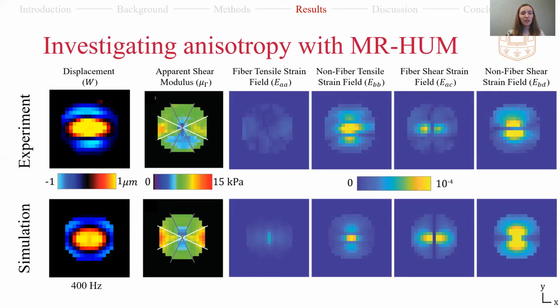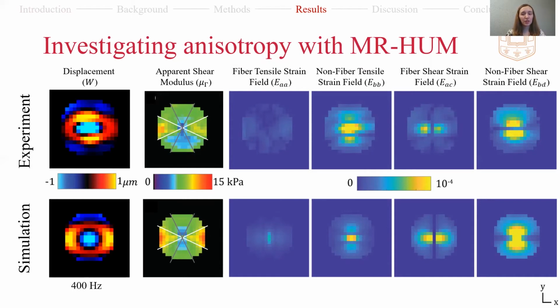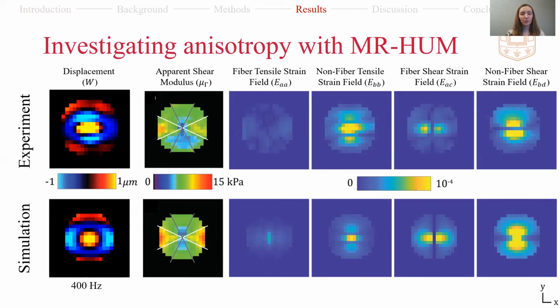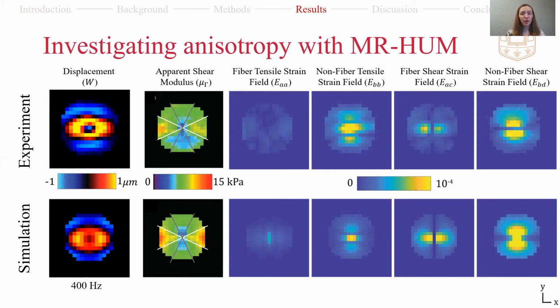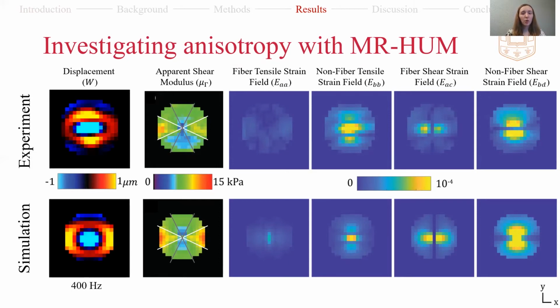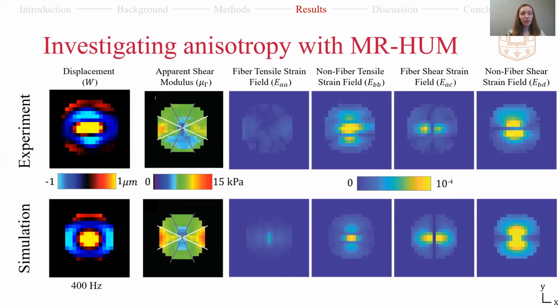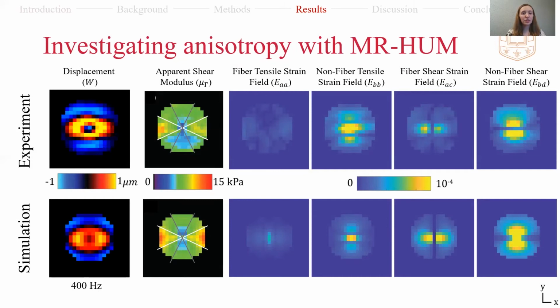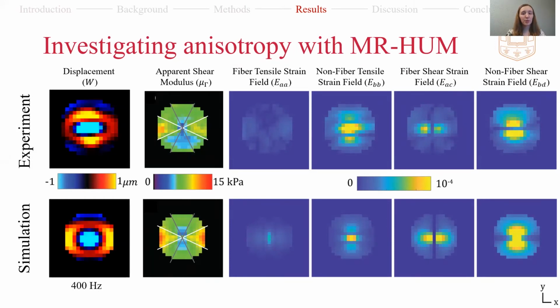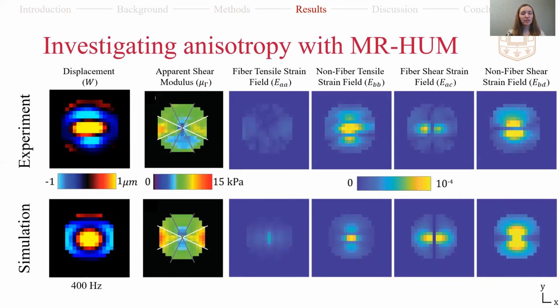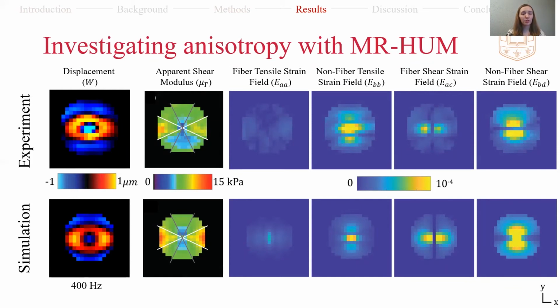The second column is the apparent shear modulus, or stiffness, which is calculated from local frequency estimation, or LFE. Apparent shear modulus varies relative to the fiber direction, with tissue appearing stiffer within 15 degrees of the fibers. The white lines in the image outline the area used to estimate the apparent shear modulus parallel to the fiber direction, while the gray lines outline the area used to estimate the modulus perpendicular to the fiber direction.